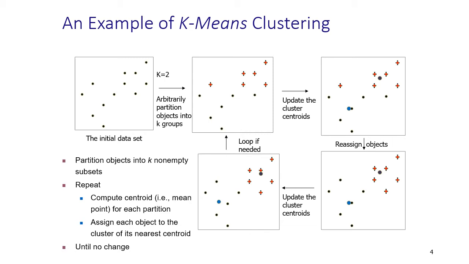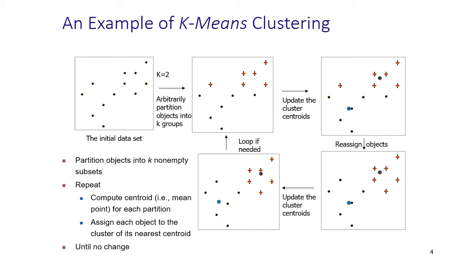We then reassign the objects based on the distance of the other objects from the centroid or the cluster mean. The assembly of the clusters changes, and the points nearby a centroid come under the same cluster. Then we again update the cluster centroids, go back to step 2 where we reassign the objects, and this process continues until there is no change in the update of the cluster centroids.